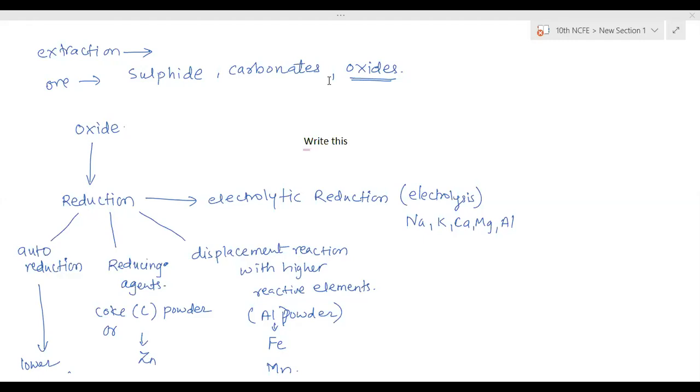So this is about the oxides. Now what if the ores are present? Most commonly found ores are sulfides and carbonates. But from sulfides, taking out sulfur will not be easy, and from carbonates, taking out carbon dioxide will not be easy. So the intermediate step is followed: these sulfides and carbonates are first converted into oxides.